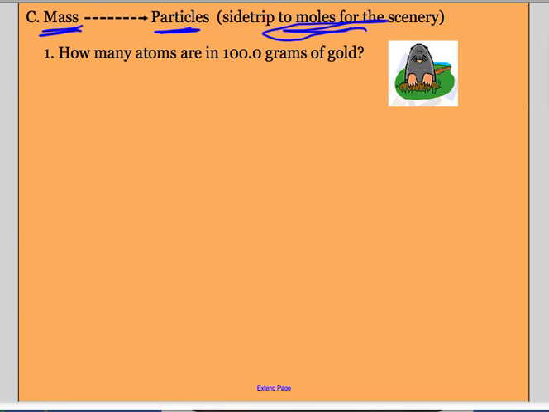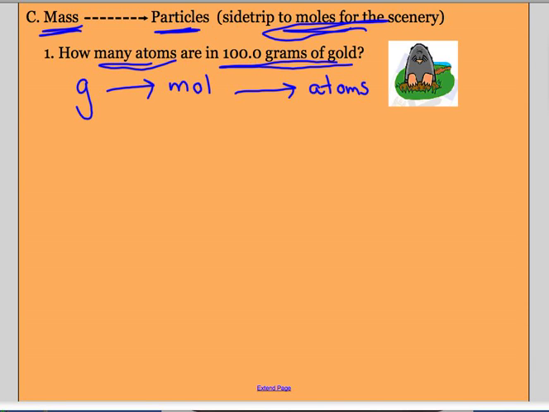Alright, so what we're going to do is see and plan out what we're doing here. We want atoms, and we are given 100 grams of gold. So we're going to start in grams. We're going to go to moles. And then from there, we're going to go to atoms. And again, you can stop and think about gold.